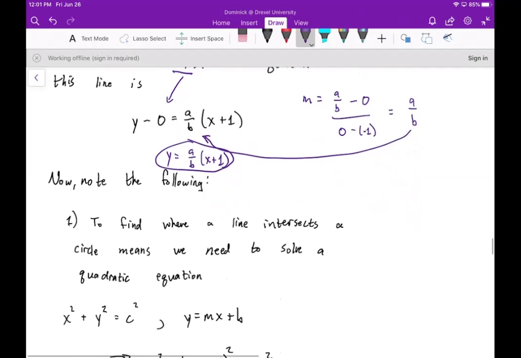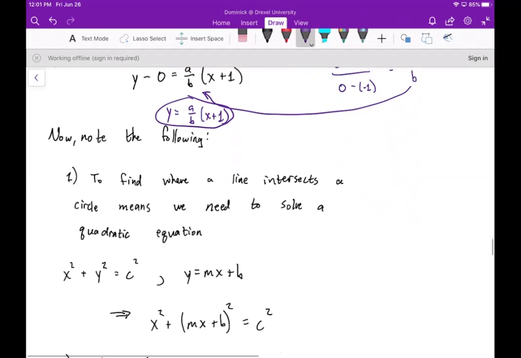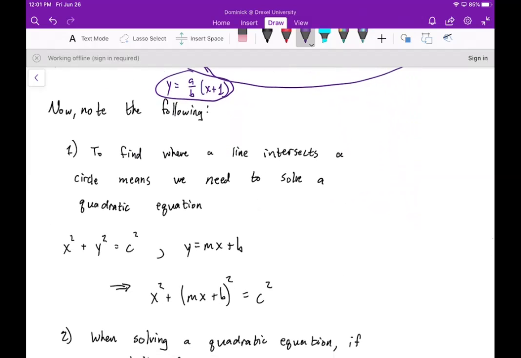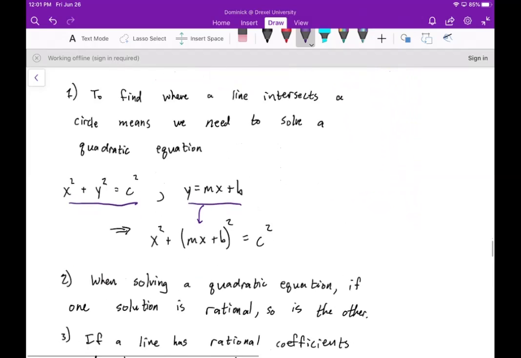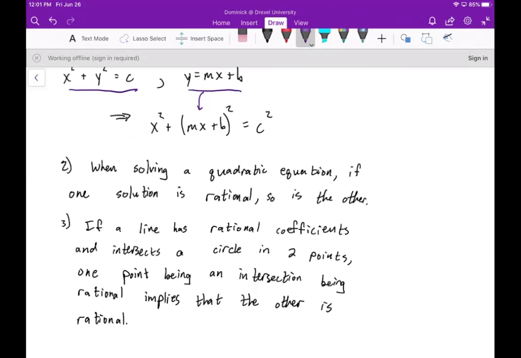Now, just to keep in mind, a few things that are interesting to note here are as follows, right? To find where a line intersects a circle means you're solving a quadratic equation, because a circle is x squared plus y squared equals c squared, and a line is y equals mx plus b. And if you combine these two equations, you're just substituting in here, and now you have a quadratic equation that you would need to solve. Now, another thing to note is that when you solve a quadratic equation, if one solution is rational, then the other one also has to be rational. And you can sort of verify that with the quadratic formula.